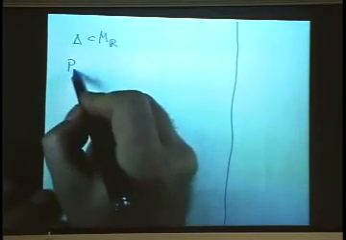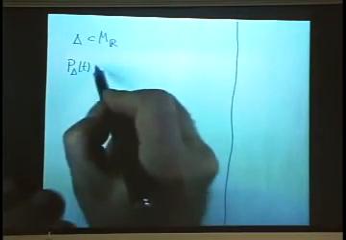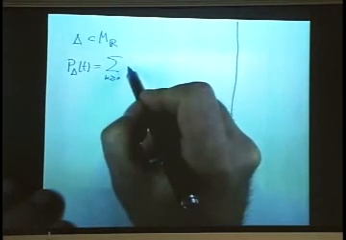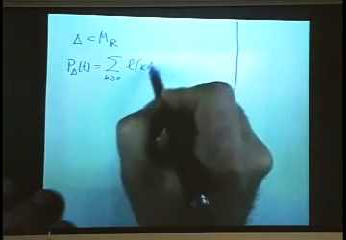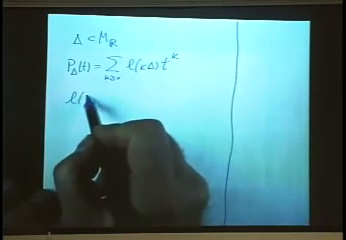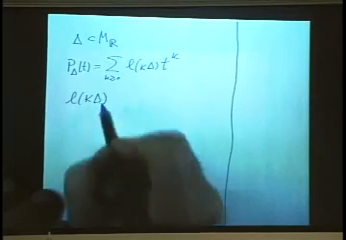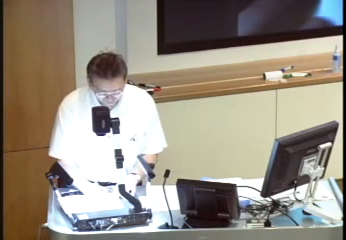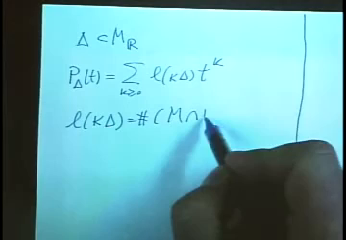and we consider a formal power series P delta of t, just the sum over all k of L of k delta times t to the power k. I denote by L of k delta the number of lattice points in the k multiple of delta.